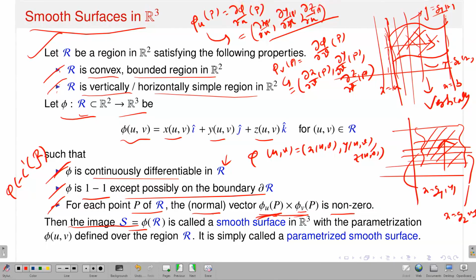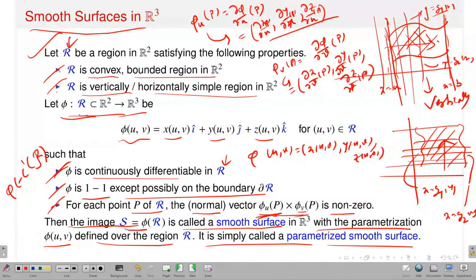If that is the case, then if I take the image, that is the geometric surface, right. This phi is the parametrization. So if I take the image S, which is nothing but phi of R, it is called the smooth surface in R3 with parametrization phi defined over the region R, or simply a parametrized smooth surface. Now I think it is clear what is the definition of a smooth surface, in fact a parametrized smooth surface.